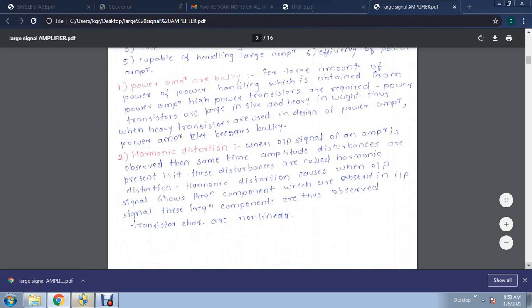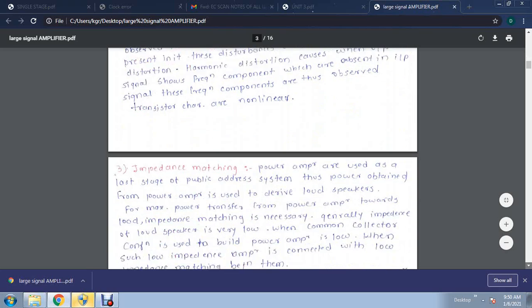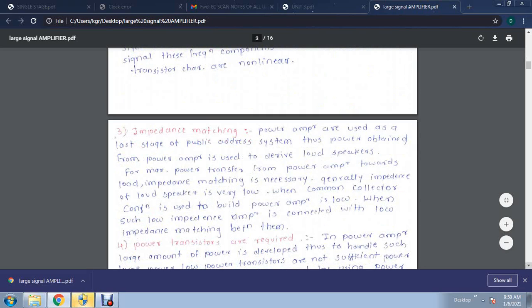Harmonic distortion: when the output signal of the amplifier is observed, amplitude disturbances are present in it. These disturbances are called harmonic distortion. Harmonic distortion occurs when the output signal shows frequency components which are absent in the input signal. These frequency components are observed because of the nonlinear transistor characteristics.